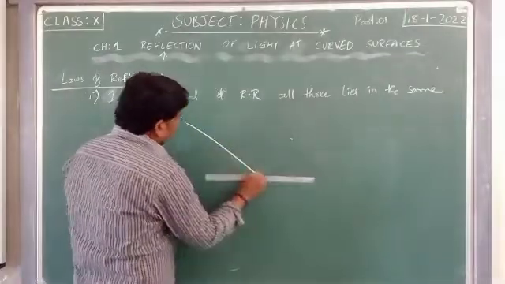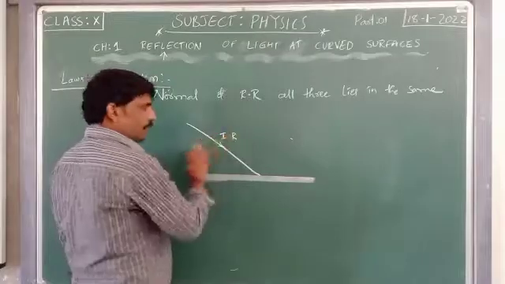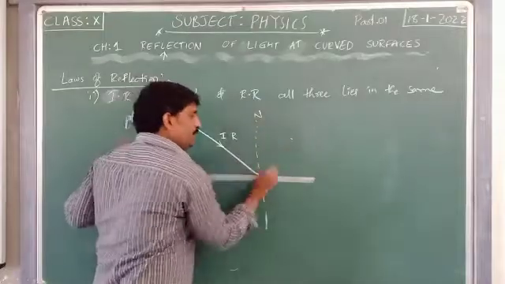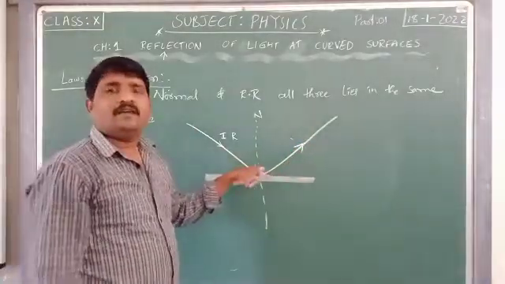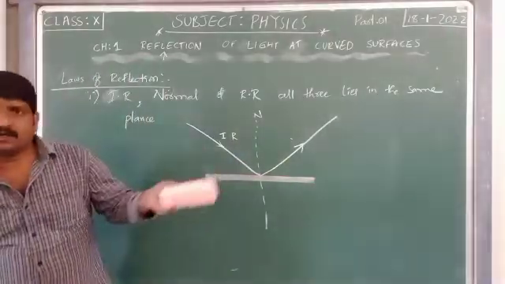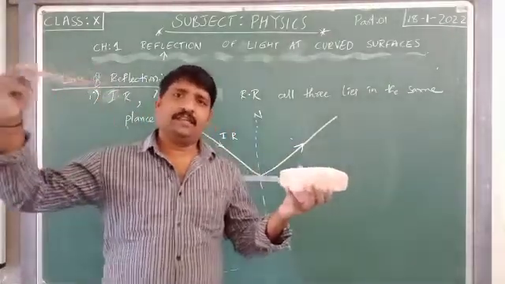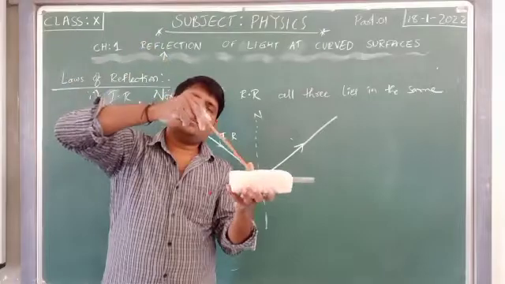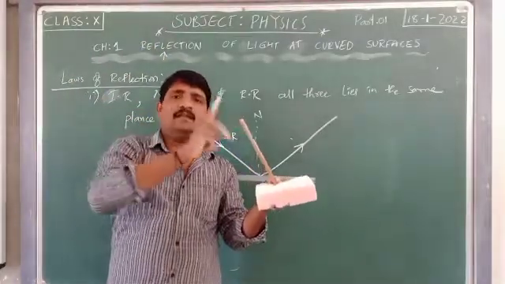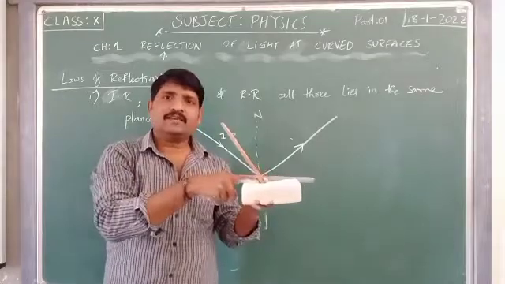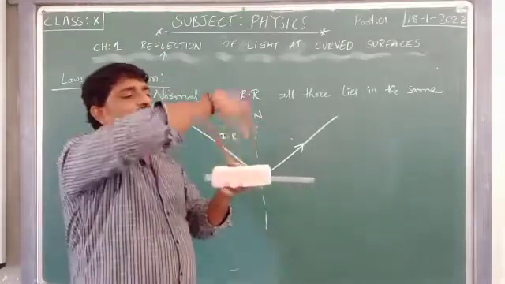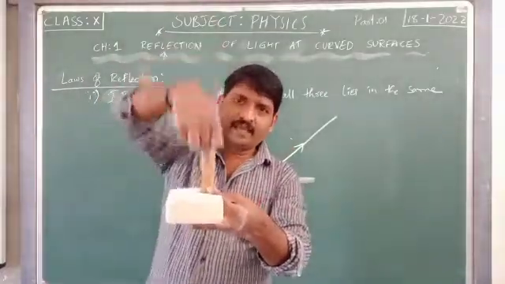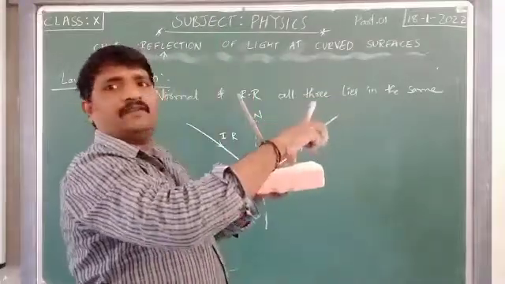For example, the incident ray is here on the surface of the board. The normal will be on the surface of the board, and the reflected ray will be on the surface of the board itself. For example, this is the object, the surface which the incident ray is going to hit. This is the normal. This is the incident ray which is going to hit this surface. The normal will obviously be in the same imaginary plane. The normal will be here, and the reflected ray will be bouncing back here.